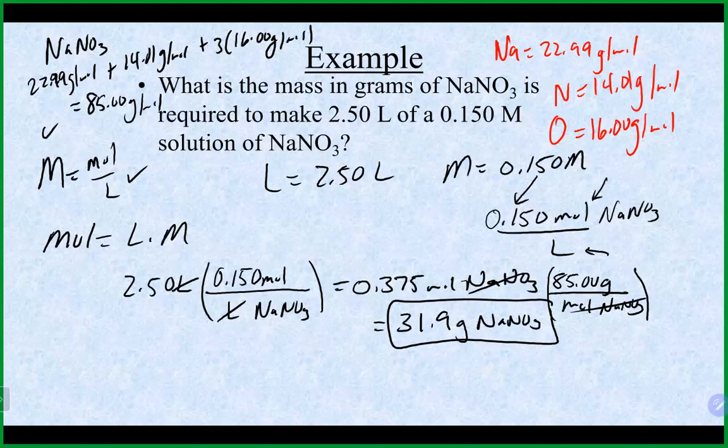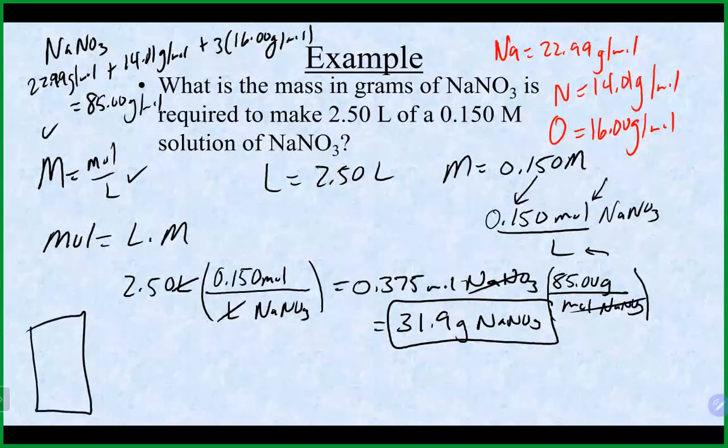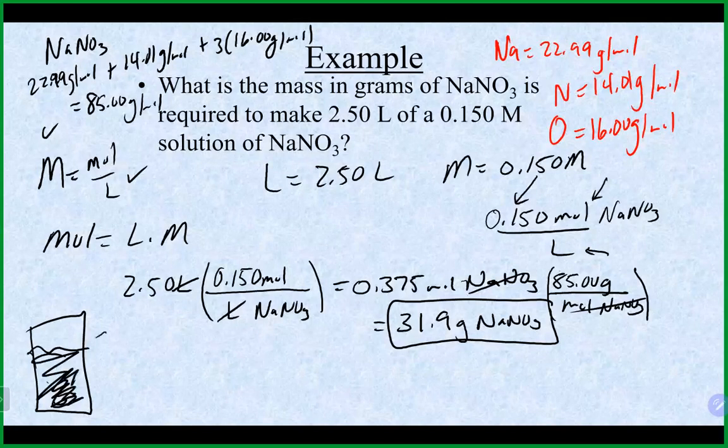So if you were to make this solution, you would weigh out 31.9 grams of sodium nitrate. You would dump it in enough water to dissolve it and take that water volume to a total of 2.5 liters. After you mix it together, you would then have a solution that has a molarity of 0.15. Again, you would put the solid in, put the water in, and mix it up to the 2.5 liters, and then you would have that proper molarity of solution. Question on that?